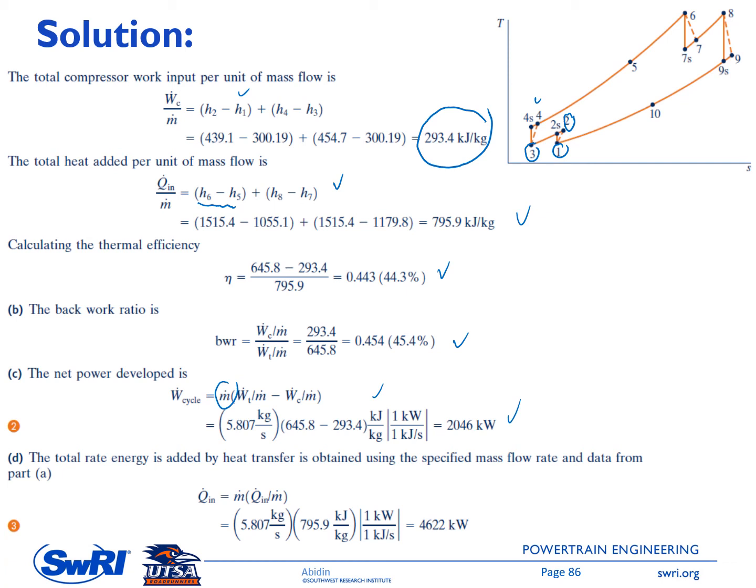And then the total rate of energy that is added by heat transfer. Here it is Q in over m dot, times m dot. So you will get the Q in of 4622 kilowatts.